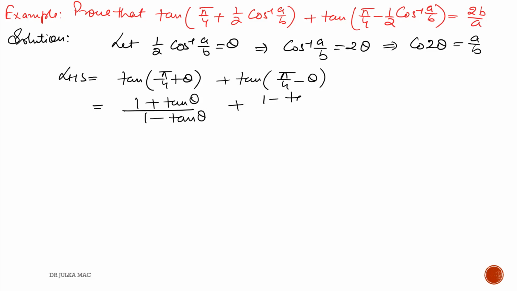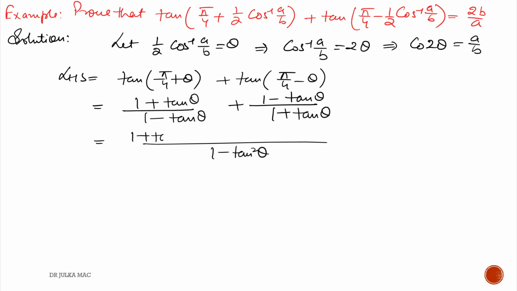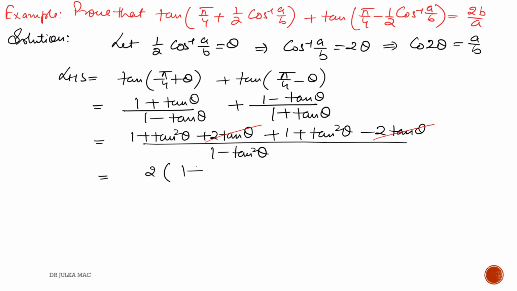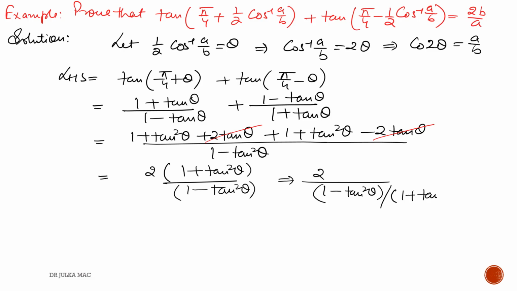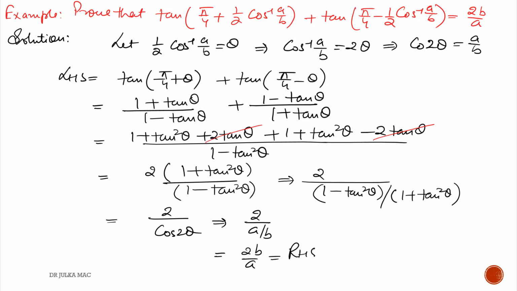Put the formula of tan (a plus b) and tan (a minus b), and after simplification we get in the denominator 1 minus tan square theta. In the numerator we get 1 plus tan square theta plus 2 tan theta plus 1 plus tan square theta minus 2 tan theta. 2 tan theta is cancelled by minus 2 tan theta, and now we have 2 times (1 plus tan square theta) divided by (1 minus tan square theta). Divide numerator and denominator both by 1 plus tan square theta and we get 2 divided by (1 minus tan square theta) divided by (1 plus tan square theta), which is the formula of cos 2 theta. And now put the value of cos 2 theta, which is a by b. So the answer is 2b upon a, and that equals the right hand side.